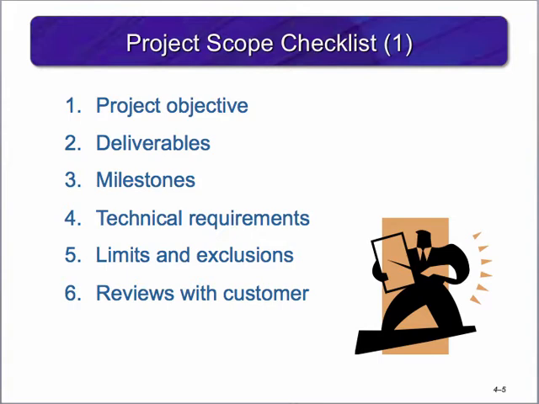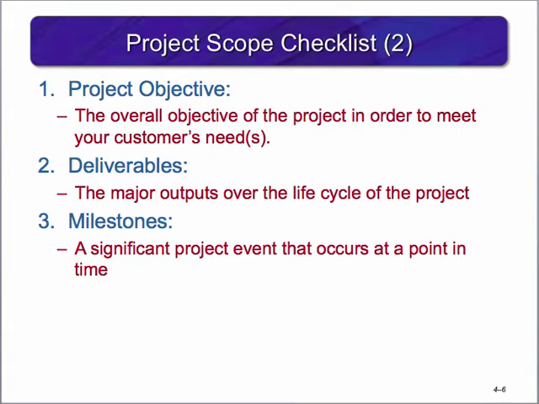Using this checklist ensures that the scope definition is complete. The first step is to create your project objective. This will define the overall objective of the project in order to meet your customer's need. The objectives answer the questions of what, when, and how much. Next, you need to define what the deliverables are for the project. These are the major outputs created over the life cycle of the project.